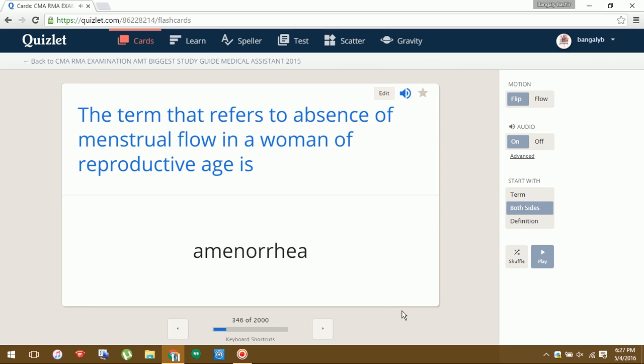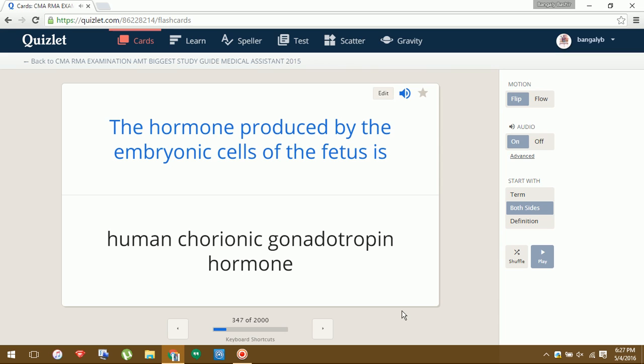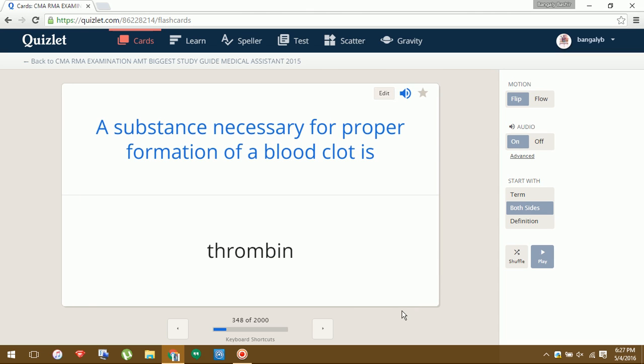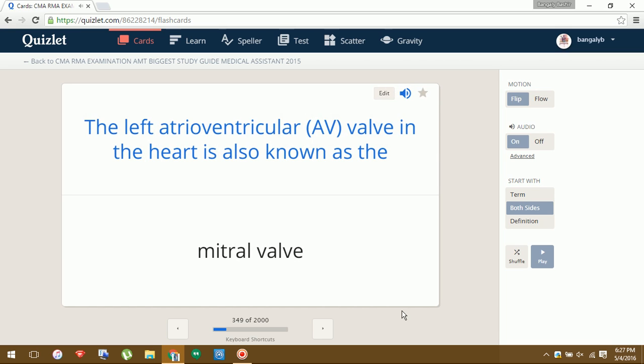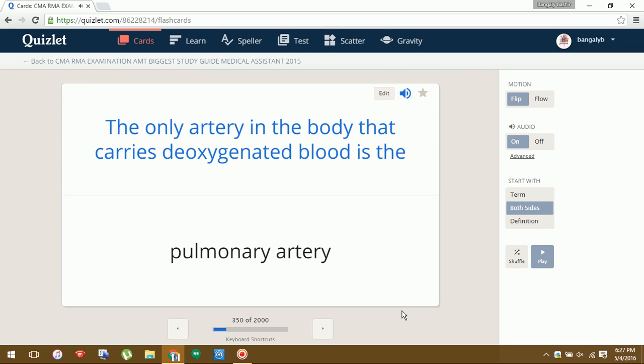The term that refers to absence of menstrual flow in a woman of reproductive age is amenorrhea. The hormone produced by the embryonic cells of the fetus is human chorionic gonadotropin hormone. A substance necessary for proper formation of a blood clot is thrombin. The left atrioventricular valve in the heart is also known as the mitral valve. The only artery in the body that carries deoxygenated blood is the pulmonary artery.